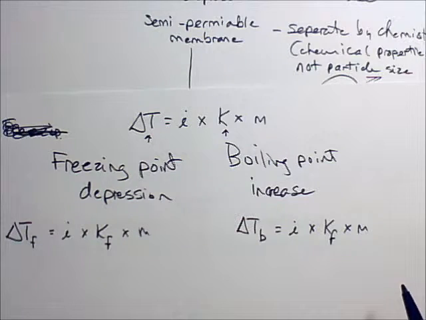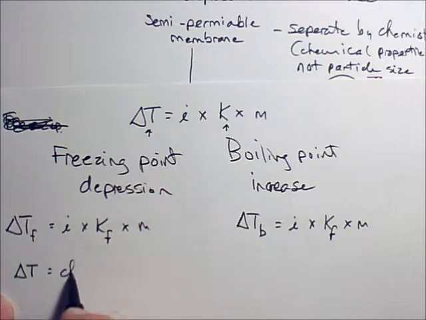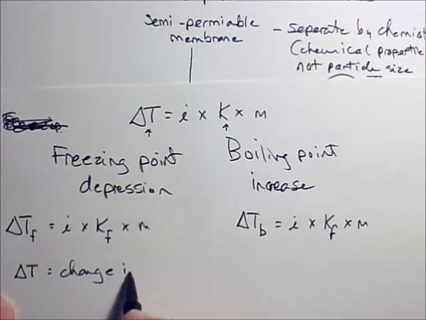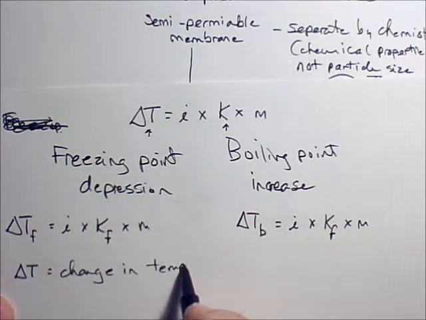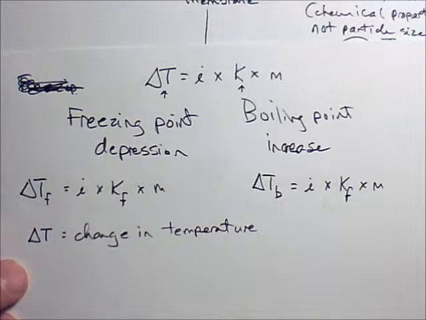So let's define some of the terms then. Let's make sure we know what they mean. So it's like a formula for it. That's right. Delta T just means the change in temperature.